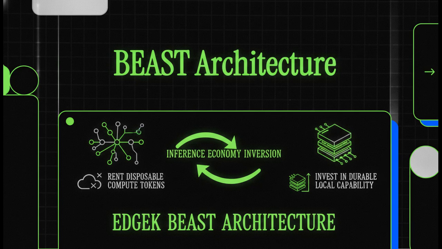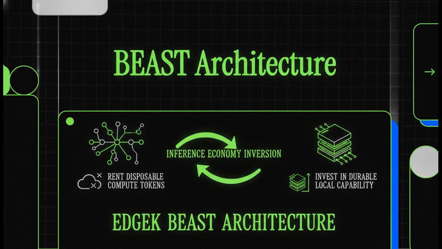Welcome to this explainer. I am absolutely thrilled to have you here today because we are unpacking a literal paradigm shift in how we think about artificial intelligence and computing power. Now, for a long time, the model has been pretty simple, right? You rent disposable compute tokens to get answers. It's exactly like perpetually paying rent on an apartment versus building equity in a house you actually own.